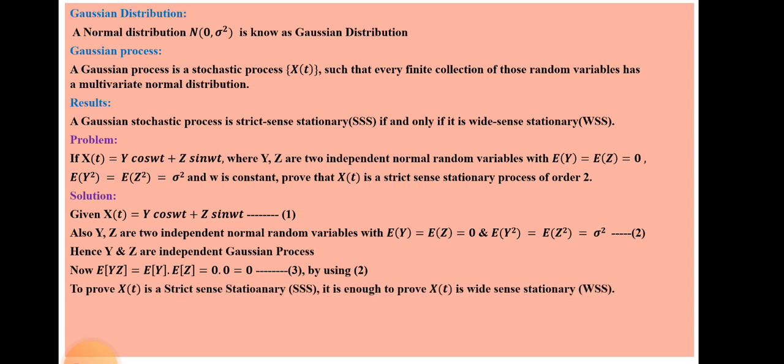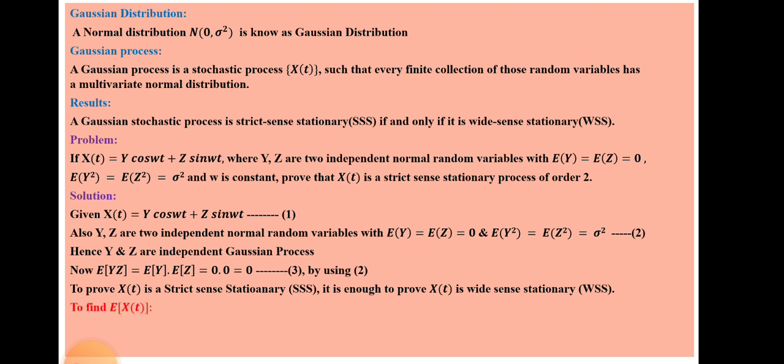So that is the third equation. Now to prove x of t is strict-sense stationary, because this is a Gaussian process, we know the if and only if condition. It is enough to prove it is WSS stationary. For WSS stationary, first E of x of t is constant, and R of x of tau is a function of tau only. That is enough.